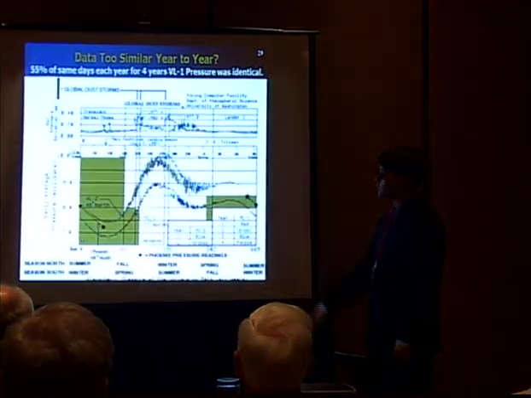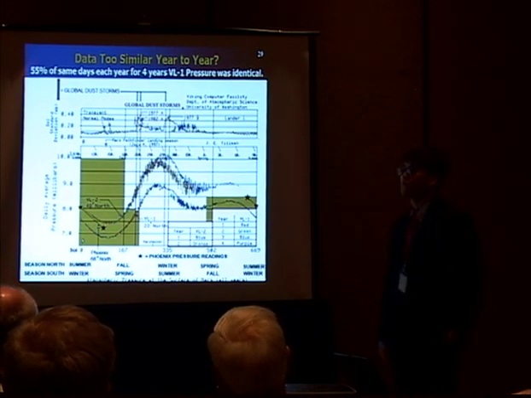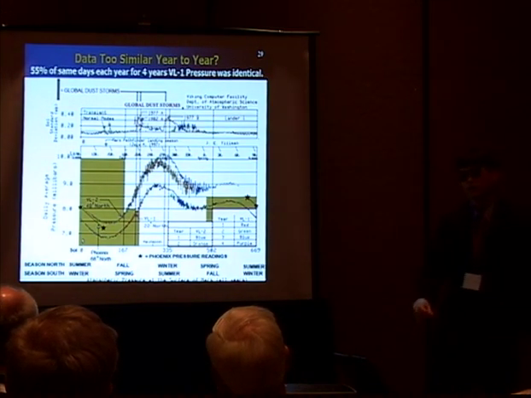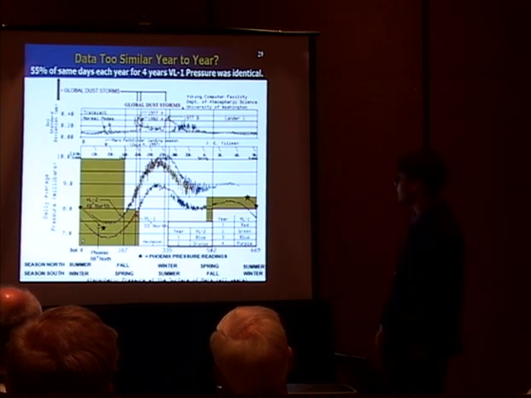These are the pressure curves over the years on Mars. Would you expect 55% of the same days for 4 years straight to have the same pressure? Probably not, especially if the year is about twice as long as on Earth. But apparently that is what happened.